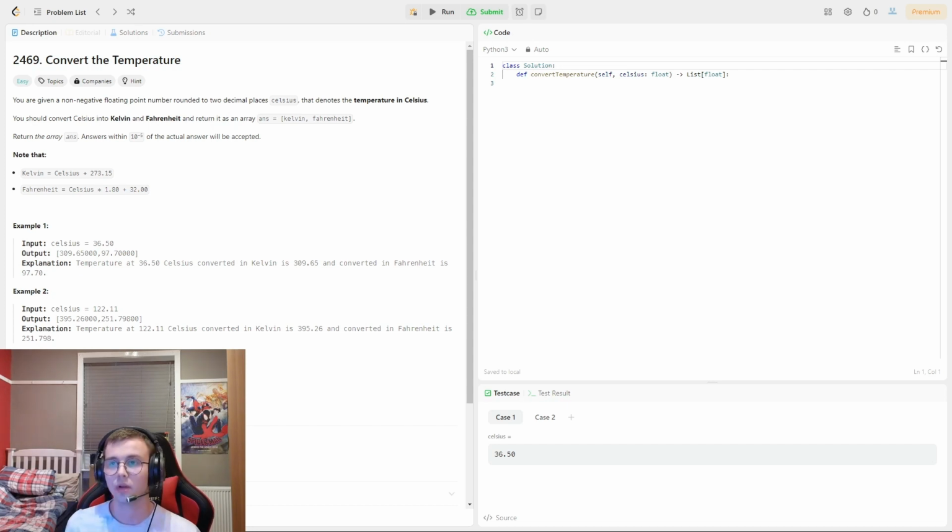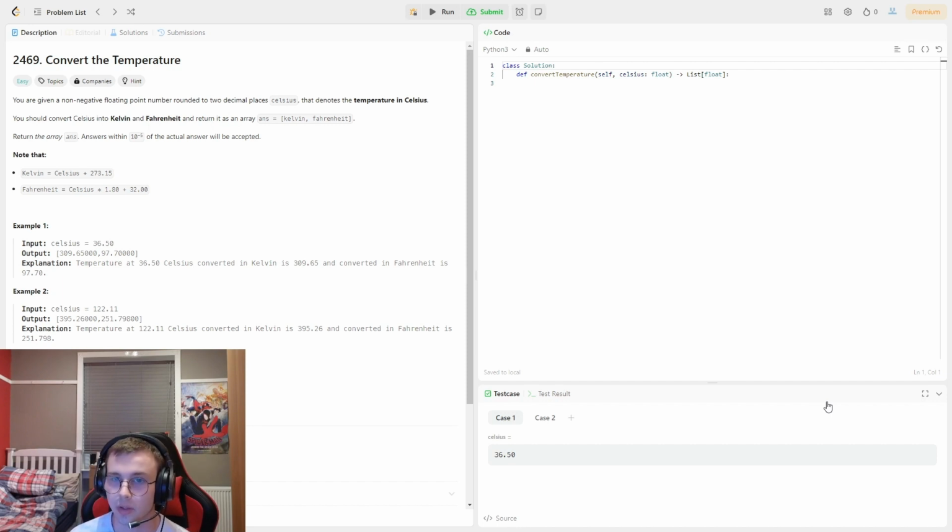So you are given a non-negative floating point number, rounded to two decimal places, Celsius, which is the temperature in Celsius. You should convert Celsius into Kelvin and Fahrenheit and return it as an array. Note that Kelvin is equal to Celsius plus 273.15, and Fahrenheit is equal to Celsius times 1.8 plus 32. So, I think this is going to be very simple.